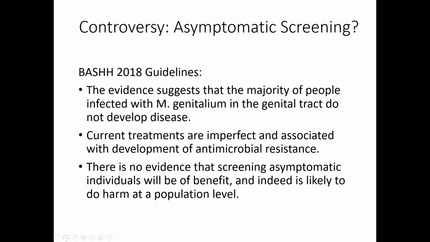This is, I think, best worded in the British 2018 guidelines, where they said the majority of people infected with Mgen do not develop disease. Again, as we've highlighted here, current treatments are imperfect and associated with the development of resistance to antibiotics. And finally, there's no evidence that screening asymptomatic people will be of benefit, and it may cause harm at a population level. So, there is some correlation with PID. There is no definitive evidence for a link to infertility, for example, like there is with chlamydia.